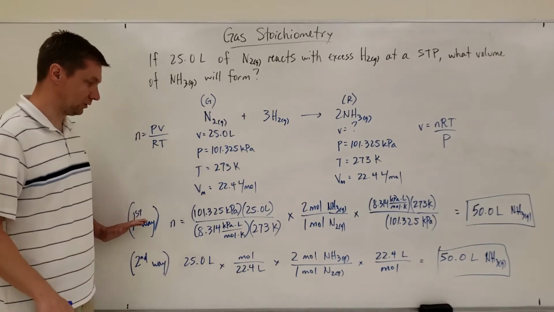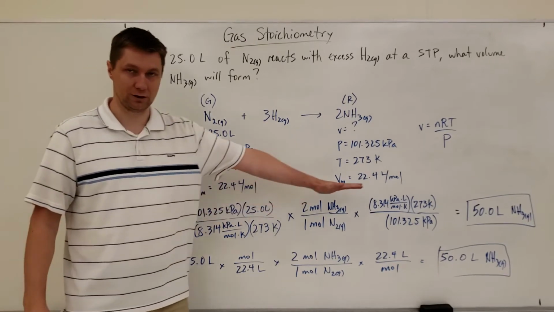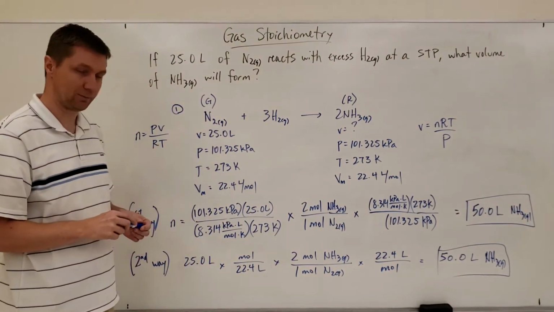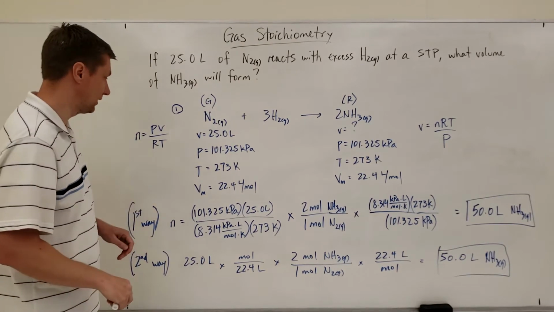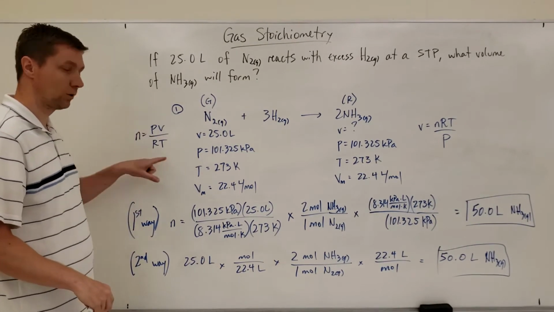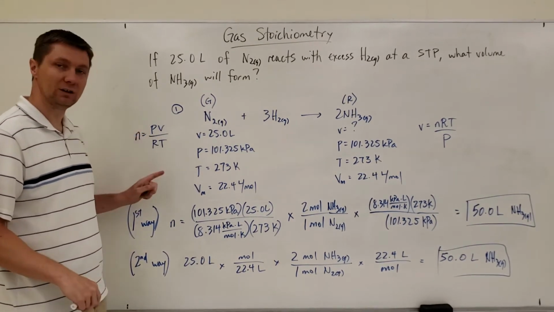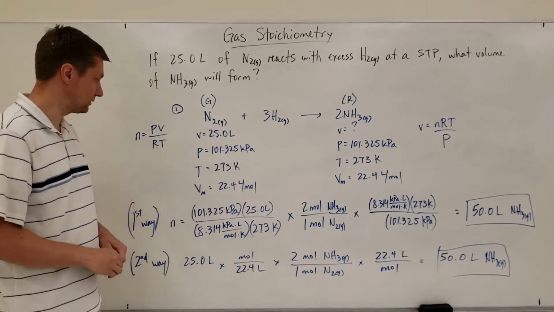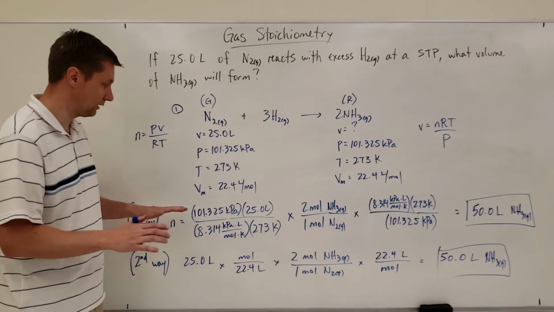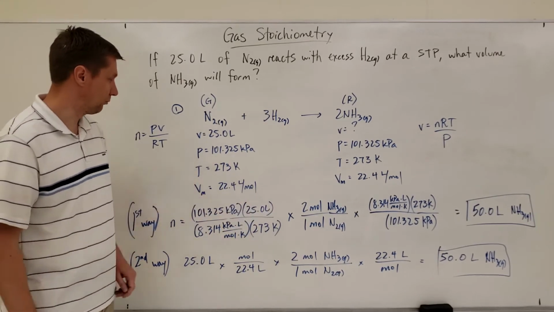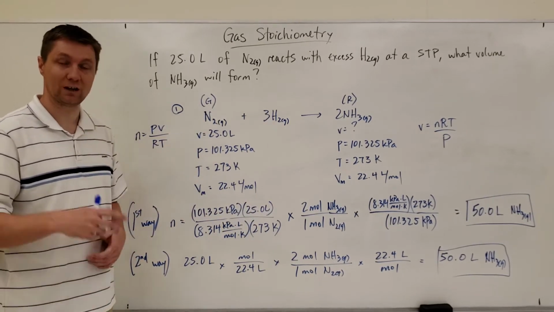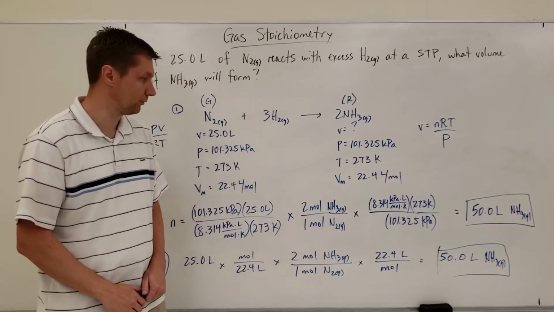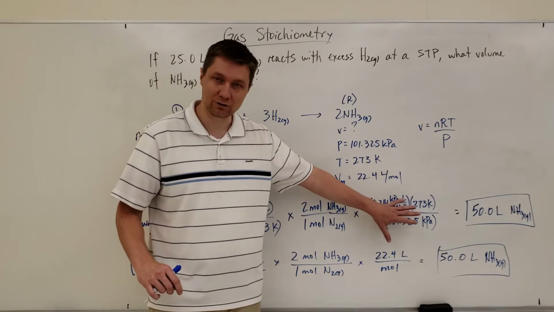The first way I can look at this is I can just do the stoichiometry. Step number one, balanced equation. Step number two, calculate the moles of the given. I've done that using this formula here: n is equal to PV divided by RT. I plug in my P's and R's and T's and V's and get a certain number of moles of N2. Then I convert that into the moles that are required by using the mole ratio. There it is, step number three. And then step number four is calculate what I'm looking for.